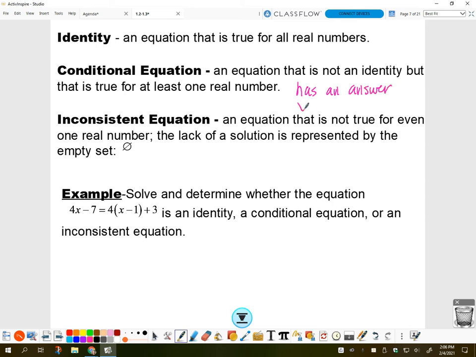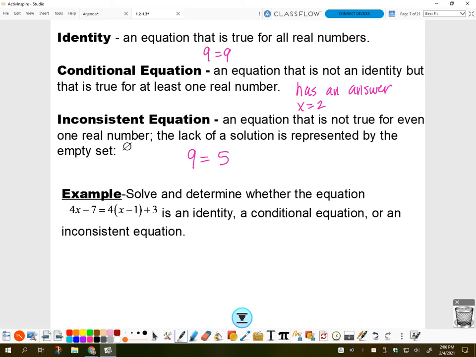Or 2 or 3. So if you work it out and you get x equals 2, then it's conditional. Identity means your variables go away and you get something like 9 equals 9, a true statement. Alright, inconsistent is an equation not true for even one real number. Okay, so ones that have no solution are considered inconsistent. So that's if your variables disappear and you get something like 9 is equal to 5.